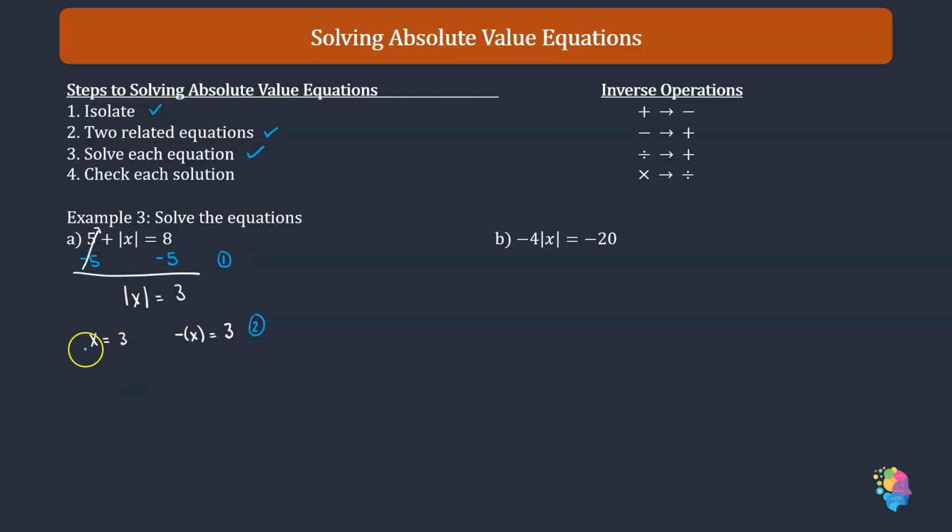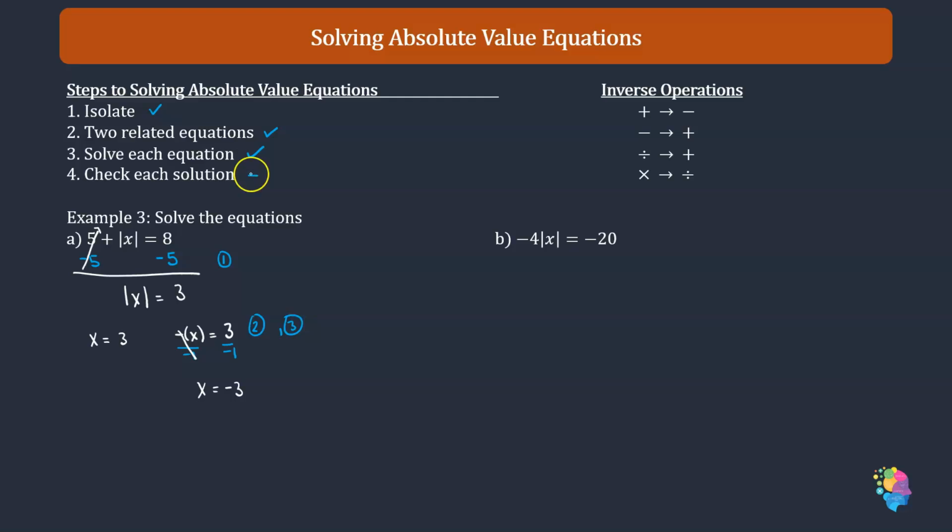Well, the first one has already been solved completely. There is nothing else for us to remove from the x. X is already on its own, so the first solution is 3. However, on this one, we do have that negative, so we're going to divide by -1 on both sides to eliminate the negative, and that's going to give us a result of x is equal to -3. This right here, where we solve for x, is step 3.